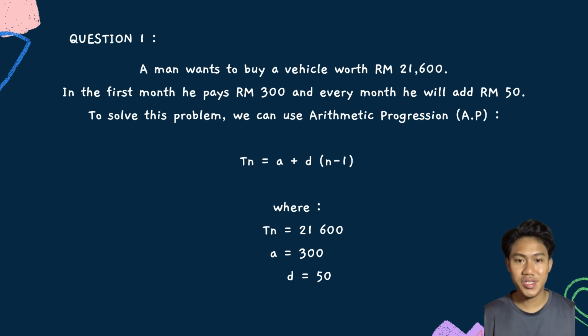Based on question 1, a man wants to buy a vehicle worth RM 21,600. In the first month he pays RM 300, and every month he will add RM 50. To solve the problem, we can use the arithmetic progression. The formula for arithmetic progression is Tn equals A plus D in the bracket n minus 1.